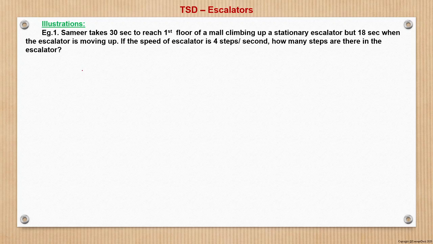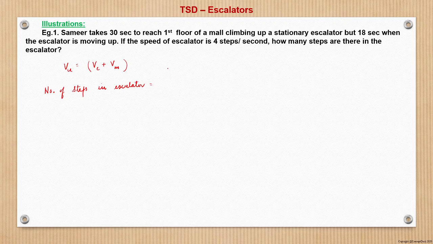So what is the effective speed with which Samir would be moving? The effective speed upward would be what? Velocity of escalator plus velocity of man, here Samir, Ve plus Vm. Both are moving in the same direction. Escalator is moving up and Samir is also going up. So this is the effective speed. And so what would be the number of steps in the escalator?